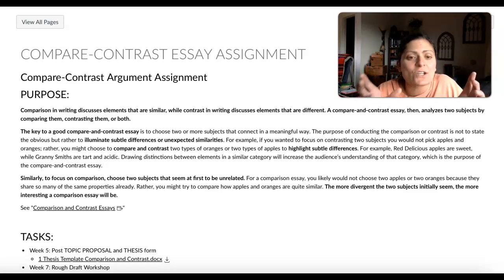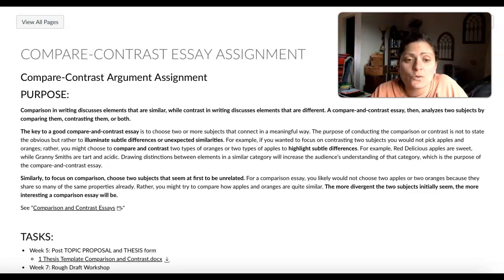For example, if you're going to contrast two subjects, you're not going to pick apples and oranges. That difference is obvious, but you might compare two different types of apples. That comparison and contrast may not be as obvious, highlighting a subtle difference between the two. For example, if you were talking about a Red Delicious that is sweet and the Granny Smiths, which are kind of tart and acidic, that contrast is meaningful and it's subtle, drawing attention to distinctions between categories that we usually assume are just the same across the board.